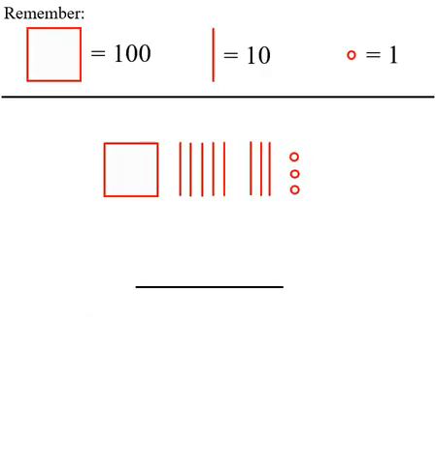Next, we're going to look at how we represent numbers using quick hundreds, tens, and ones. To start with, we have to remember that our hundreds are represented with boxes, our tens are represented by sticks, and our ones are represented by circles. So if I take a look at my number down here, I can say I have 100 block, I have 5, 6, 7, 8, 10 sticks, and I have 3 ones.